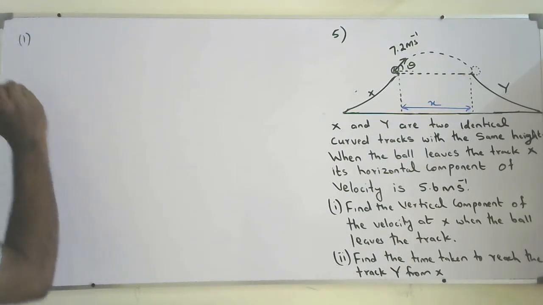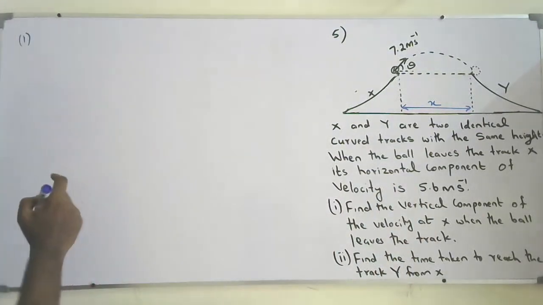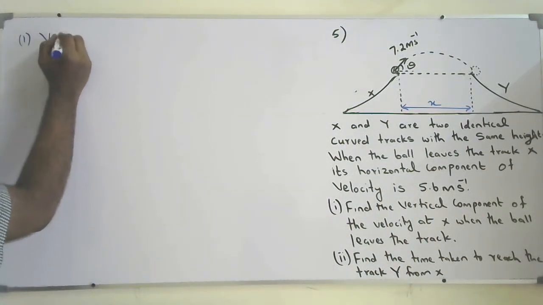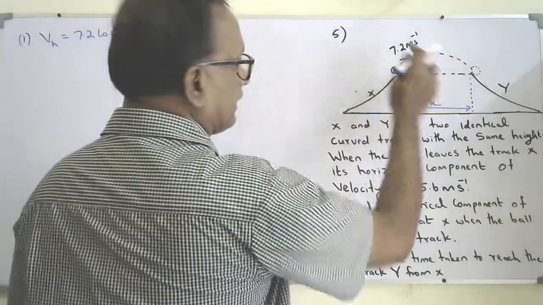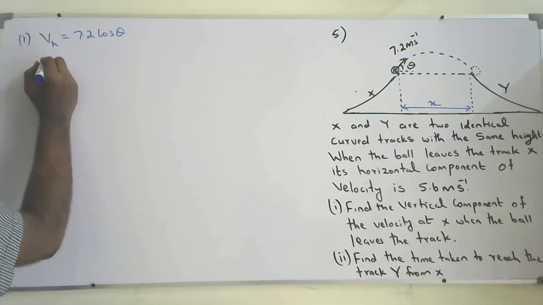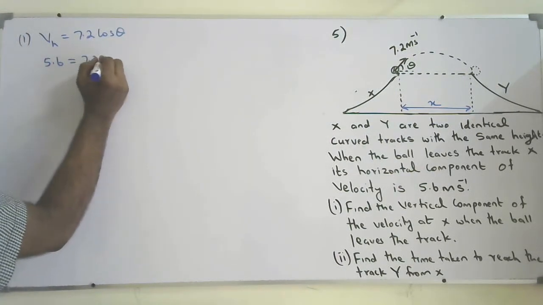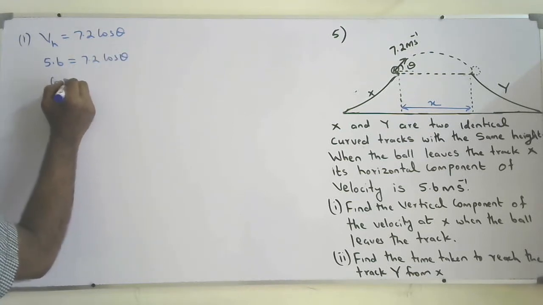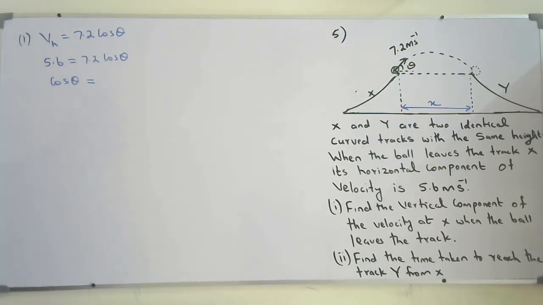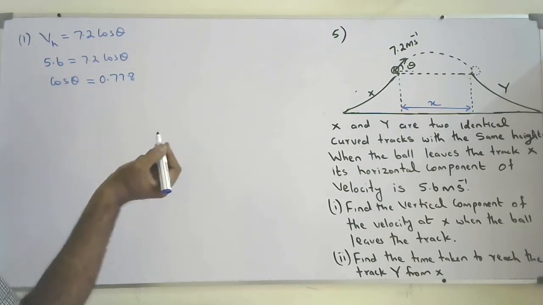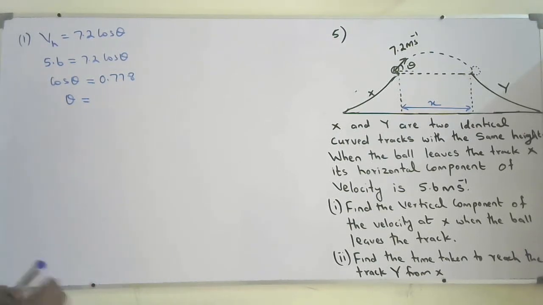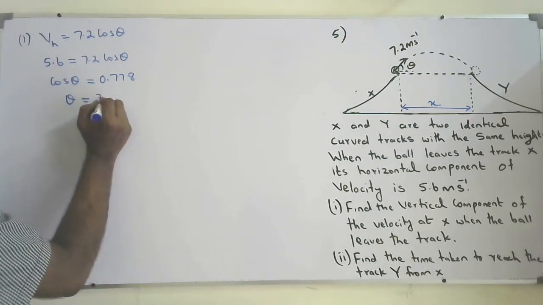I know the horizontal component, 5.6. I know that it is 7.2 cos theta, where the angle at which it leaves the track X is theta. So VH is 5.6, that will be 7.2 cos theta. From this, find cos theta. That will be 0.778. So I need the angle theta, find it. 38.9 degrees, so I can say 39 degrees.